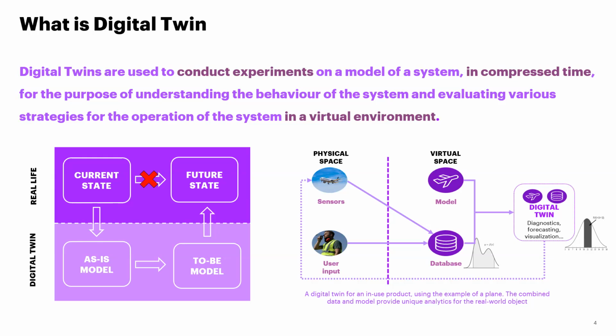Once we are happy with this model, once we are happy with the results, then we can implement these into real life, which we call the future state over here. So we can do all of these costly tests, experiments, trials and errors in the virtual environment. So this is one of the major benefits of digital twins.